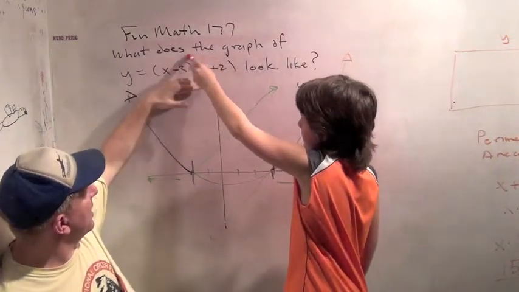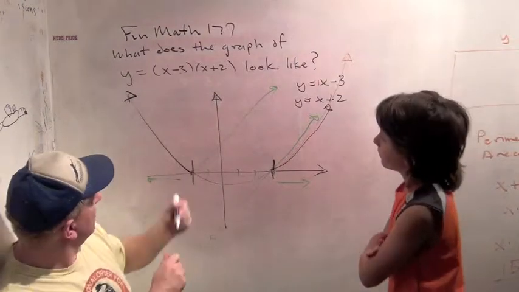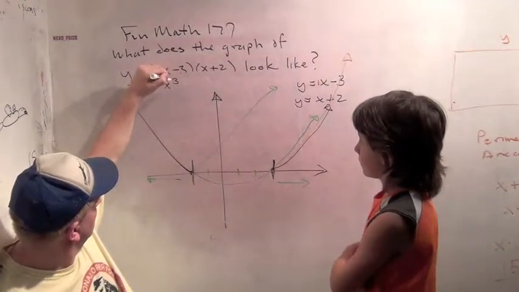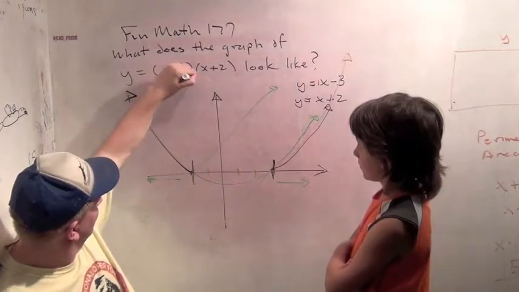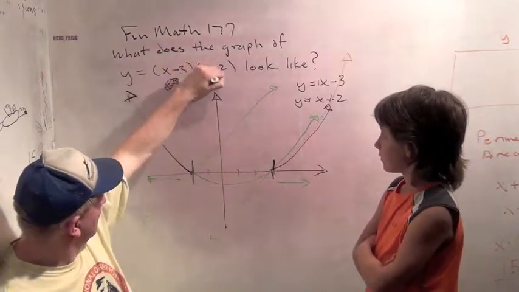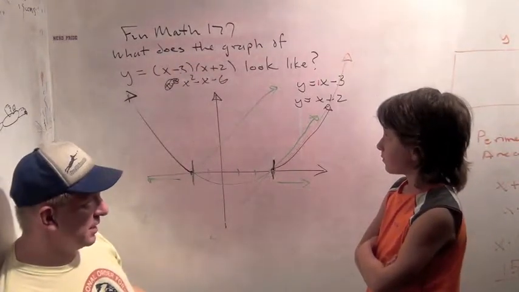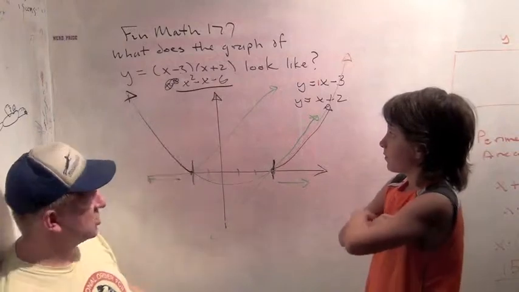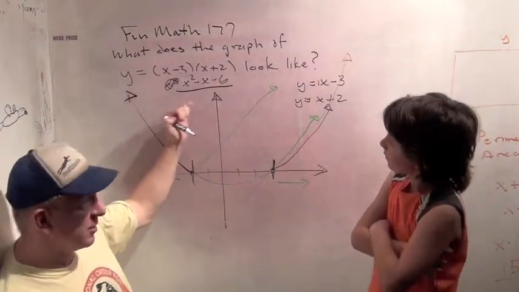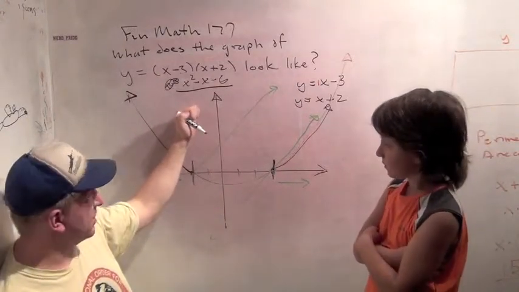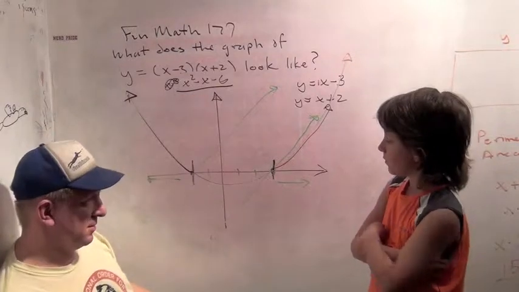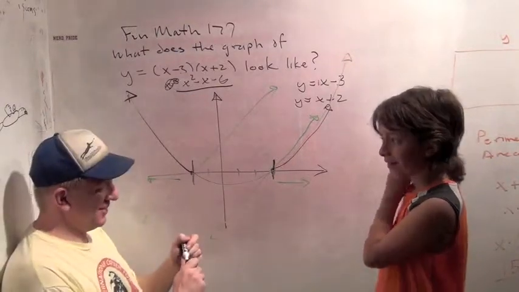We could multiply it out. That'll tell us an equation for the graph, and that would be x squared minus x minus 6. If we multiply that out, that's what we would get. But that doesn't really help us understand the shape. We could plot some points. Or what's the other thing we've been doing to look at this shape? We've been using Mathematica. Yeah, we could use Mathematica.